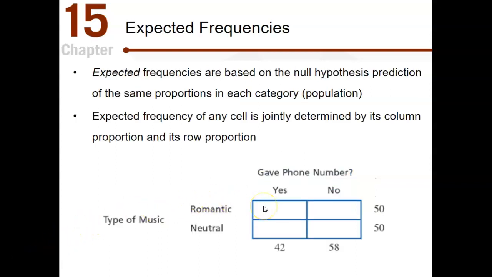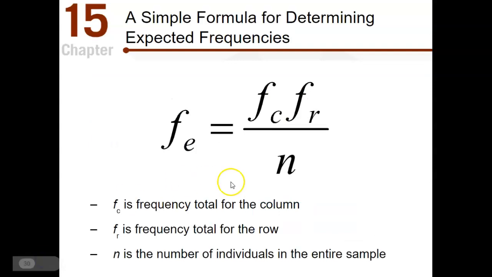Our expected frequencies, again, are going to be based on the null hypothesis of what should be expected if there's no relationship between the two variables. Similarly to the goodness of fit test, we can use a formula to calculate what the expected frequencies would be in each of these little boxes. Our formula is that we have to take the frequency totals for the columns, multiply those times the frequency totals for the rows, and set that over the sample size.